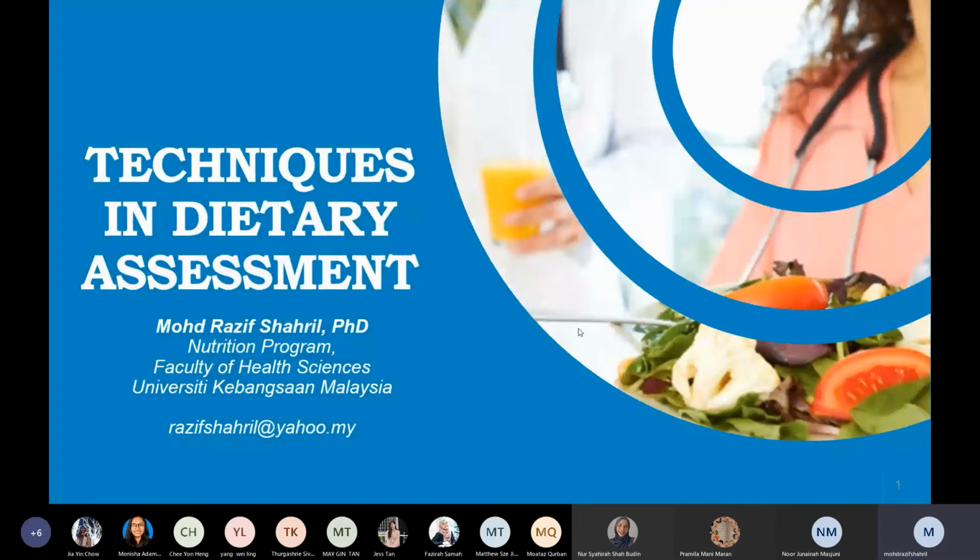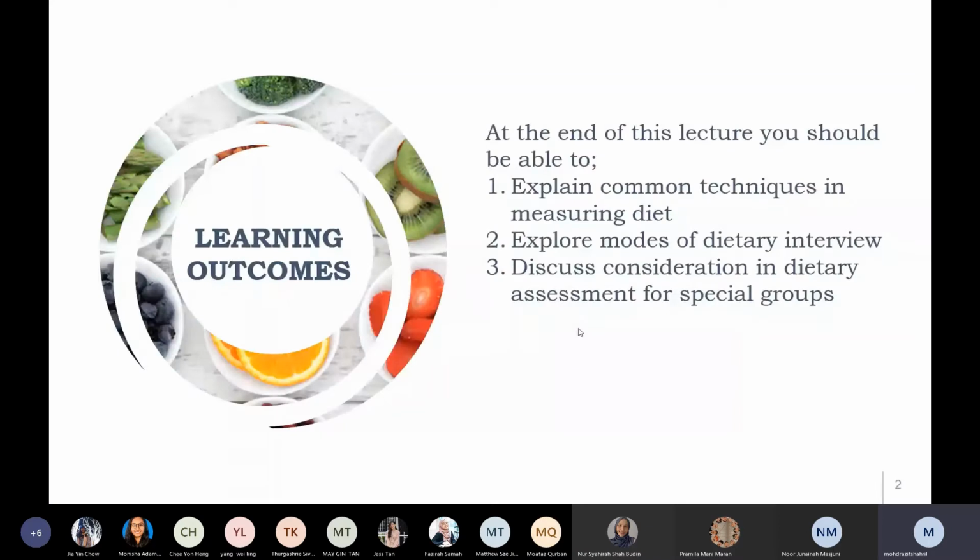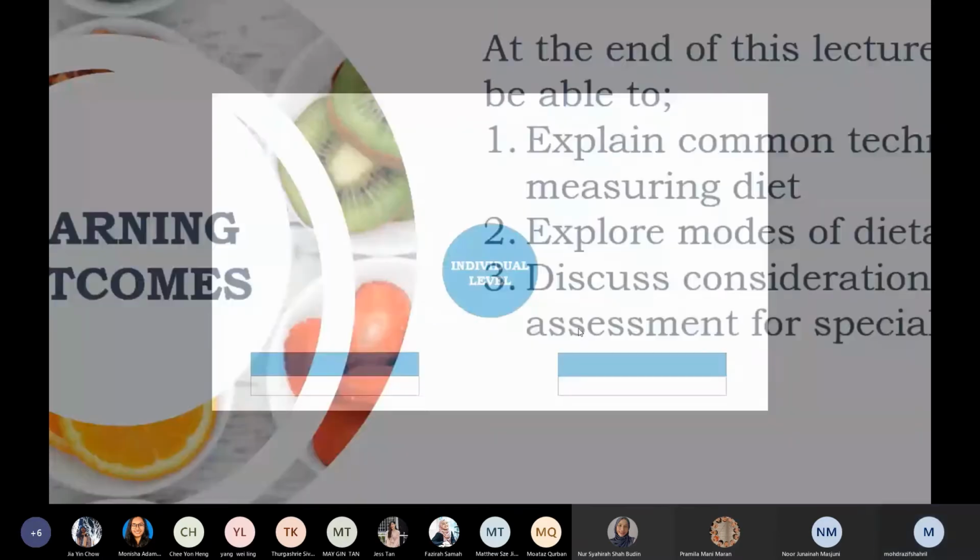The second part of the lecture is to look at the techniques in dietary assessment. So the learning outcomes that we would like to emphasize: the first one is to explain common techniques in measuring diet, so you should be able to explain the methods. The second one is to explore modes of dietary interview. And finally, to discuss considerations in dietary assessments for special groups.